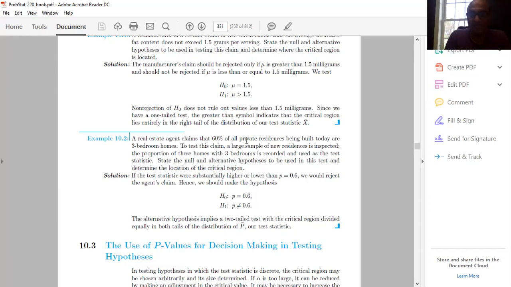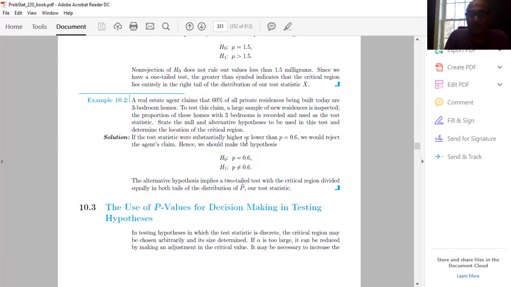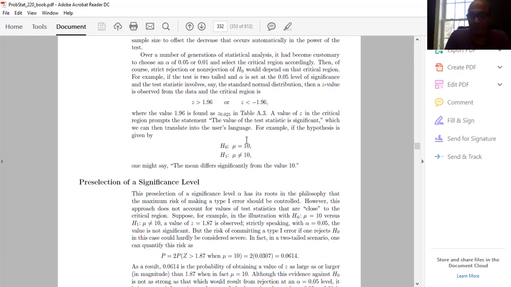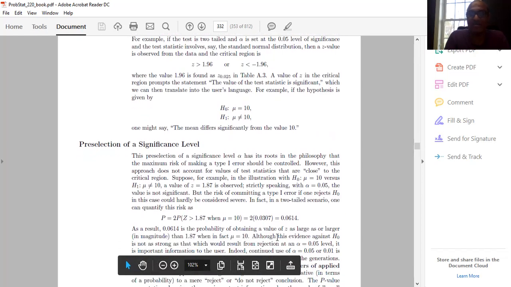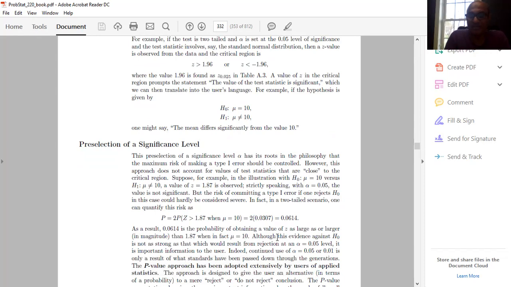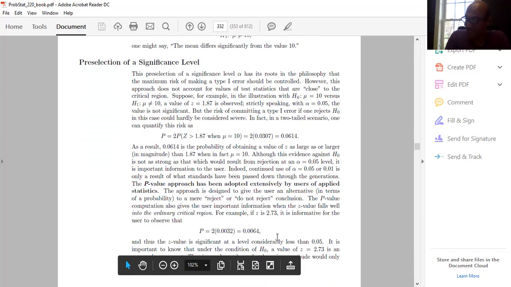Another part is the use of p-values for decision-making in testing hypotheses. P-value means probability value. I mentioned to you that if the probability value is extremely small, that means in that case you can reject the null hypothesis, right? And you can accept the alternative hypothesis. So the p-value approach has been adopted extensively by users of applied statistics.